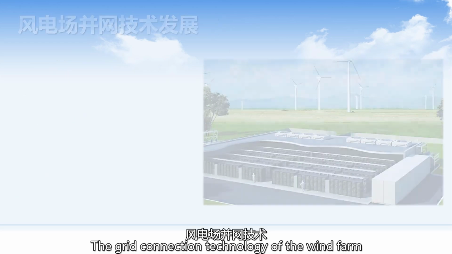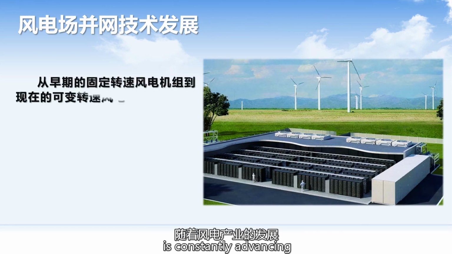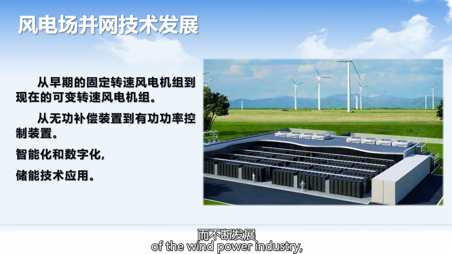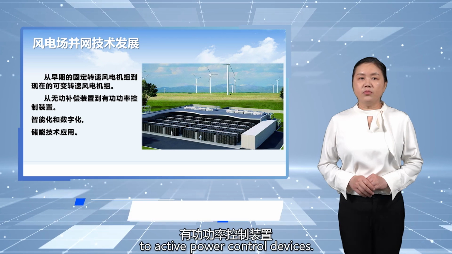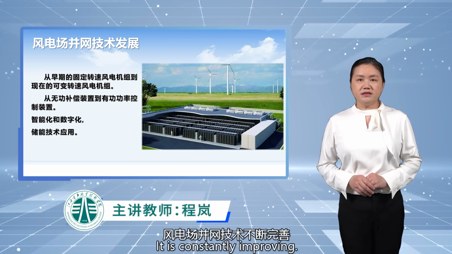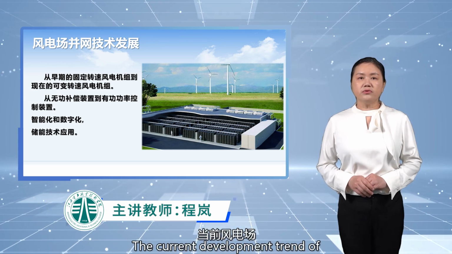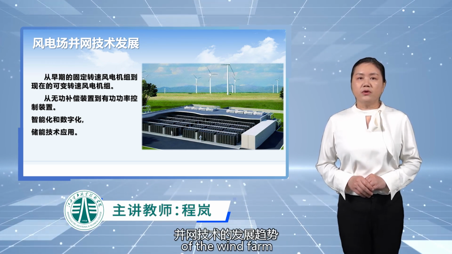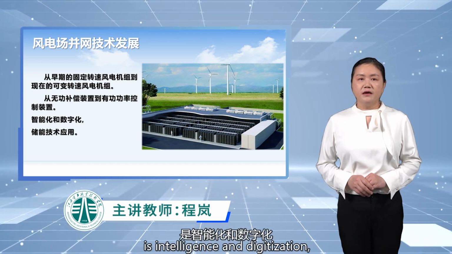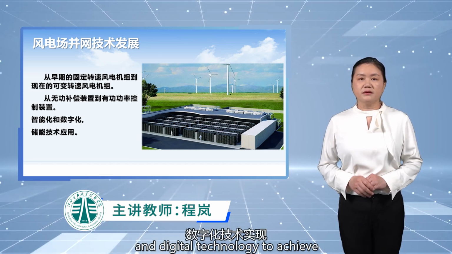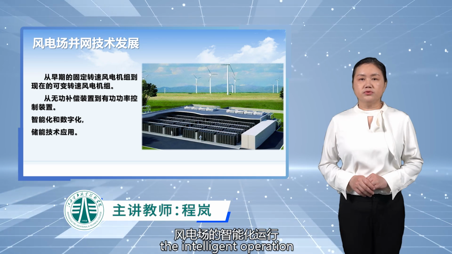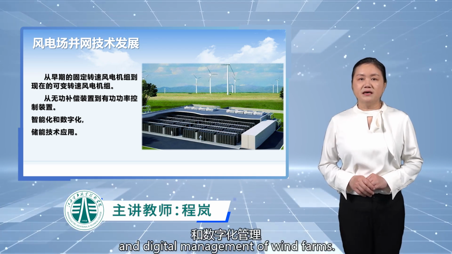The grid connection technology of the wind farm is constantly advancing, with the development of wind power industry from early fixed-speed wind turbines to current variable speed wind turbines, from reactive power compensation devices to active power control devices. It is constantly improving. The current development trend of the grid connection technology of the wind farm is intelligence and digitization, using intelligent control technology and digital technology to achieve the intelligent operation and digital management of wind farms.